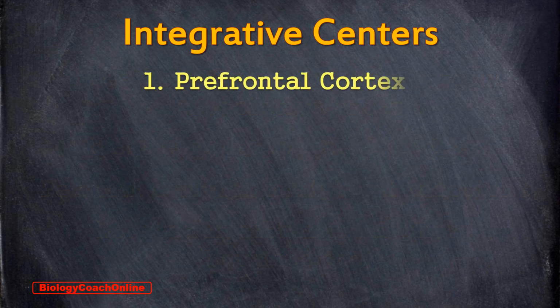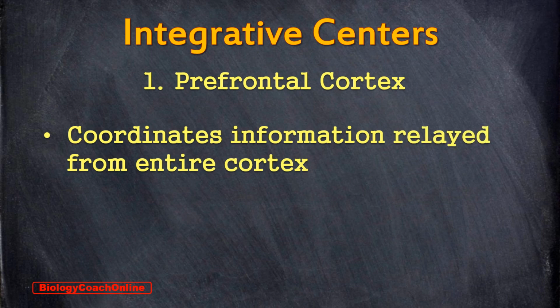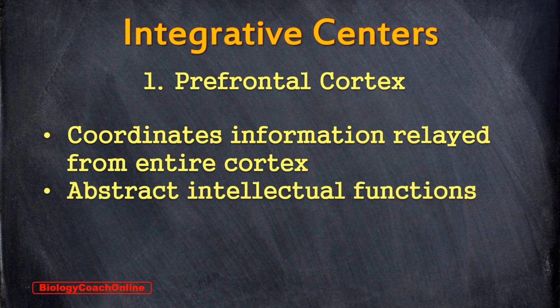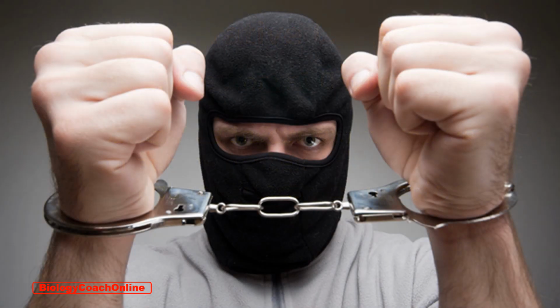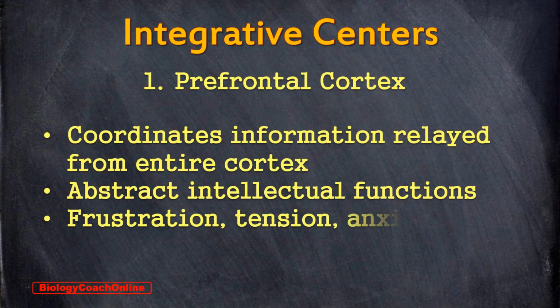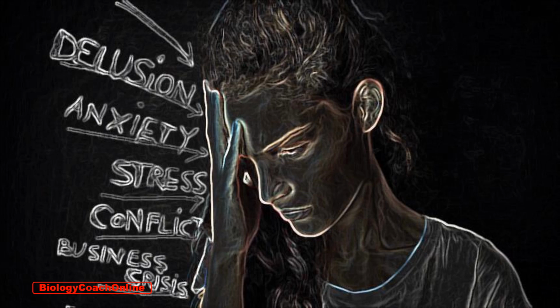The first is your prefrontal cortex. Prefrontal cortex integrates information received from multiple association areas. Now, by so doing, it allows you to perform abstract intellectual functions. So, for example, your prefrontal cortex allows you to predict the future consequences of your present actions. Feelings of frustration, tension, and anxiety are generated at the prefrontal cortex as well, as it interprets ongoing events.